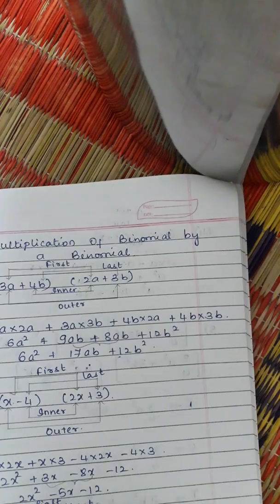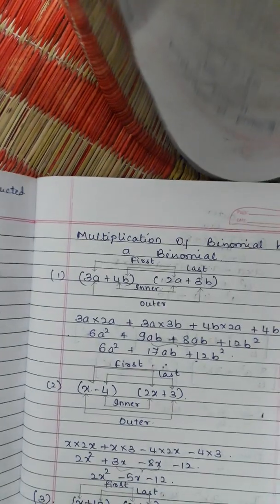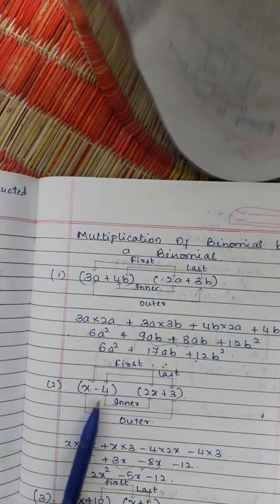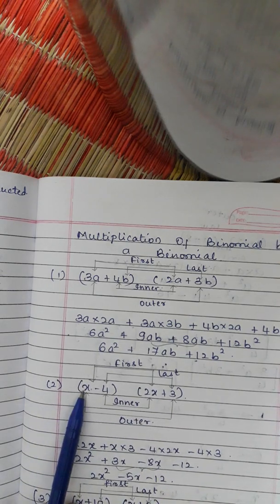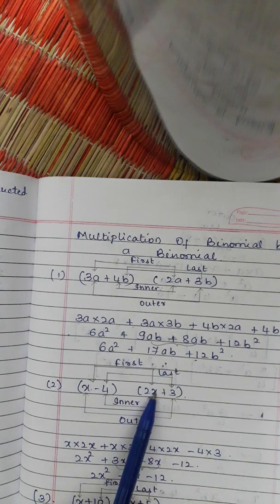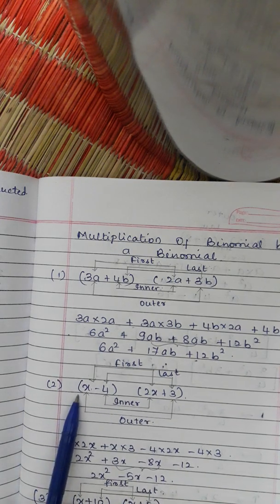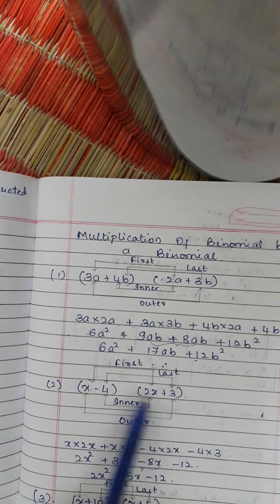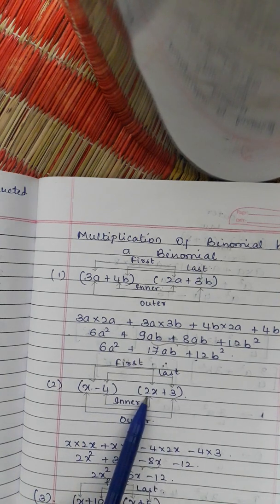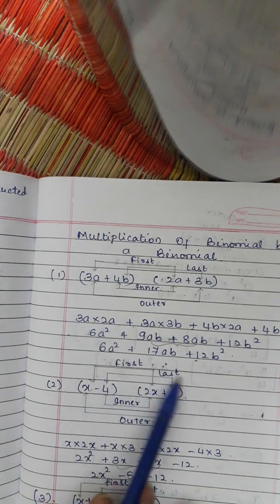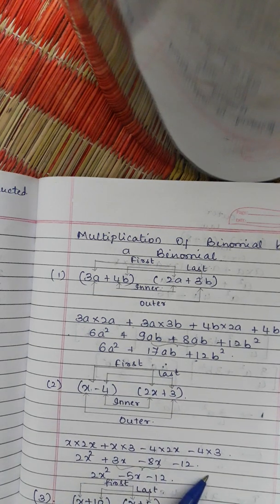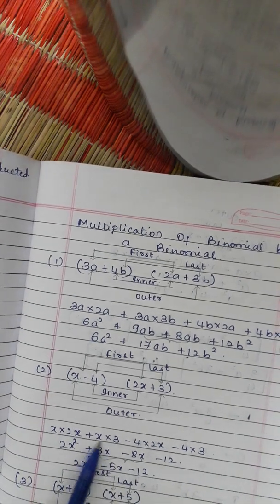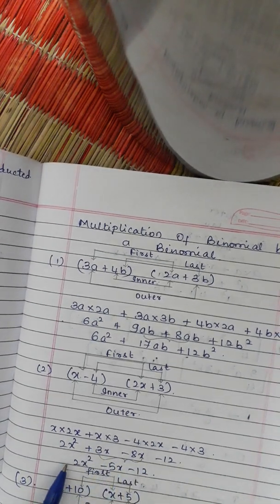Coming to the second question, it is a quick glance. x minus 4 into 2x plus 3. First term, that is x into 2x, plus outer, that is x into 3, plus inner, that is minus 4 into 2x, then last, that is minus 4 into 3. So 2x square plus 3x minus 8x minus 12. Again these two are unlike signs to be subtracted. You will be getting 2x square minus 5x minus 12.